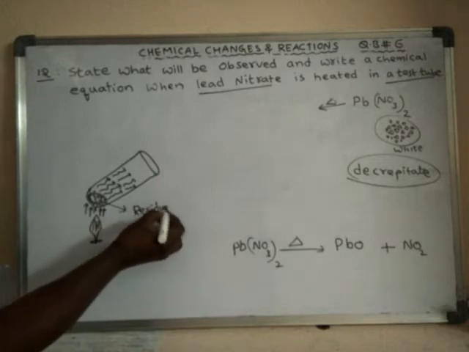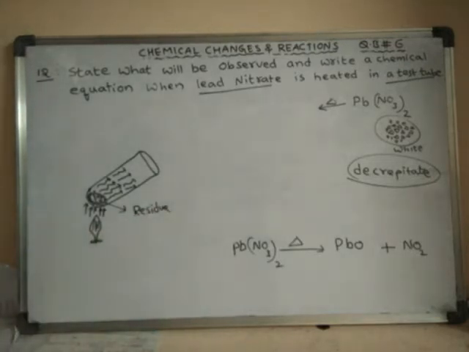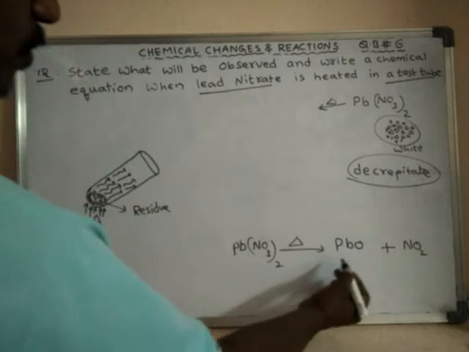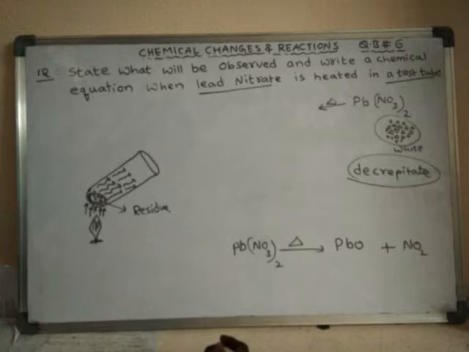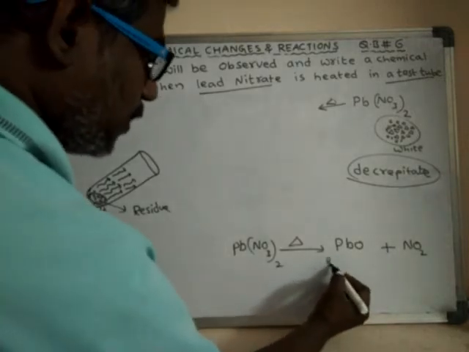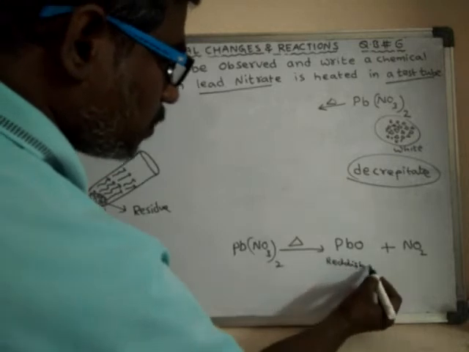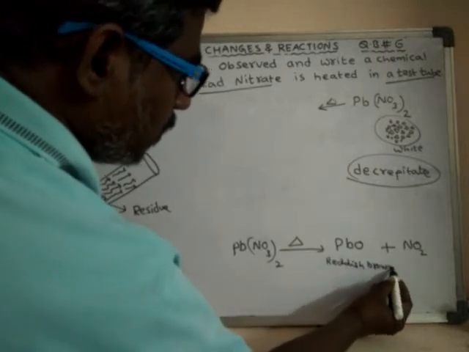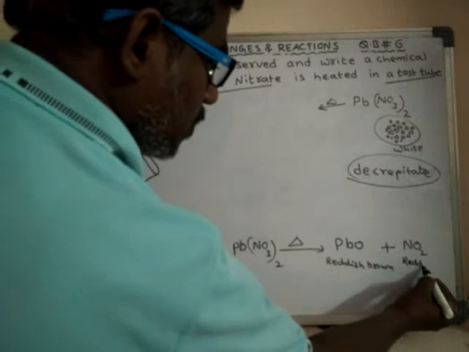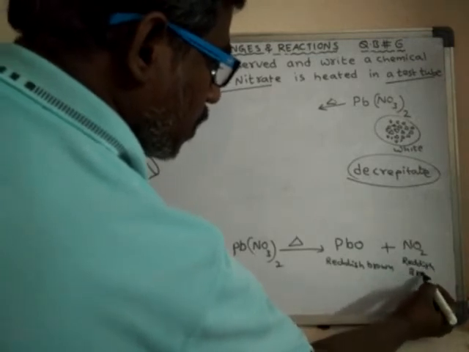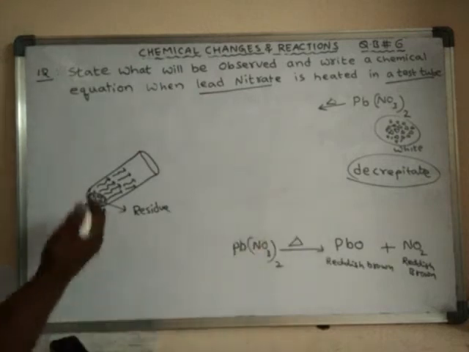Generally, the leftover substance after a chemical reaction is said to be residue. So here, what is the residue? Lead monoxide is the residue. Lead monoxide is reddish brown, so a reddish brown powder is left over. This is the reddish brown gas, and this gas is released.